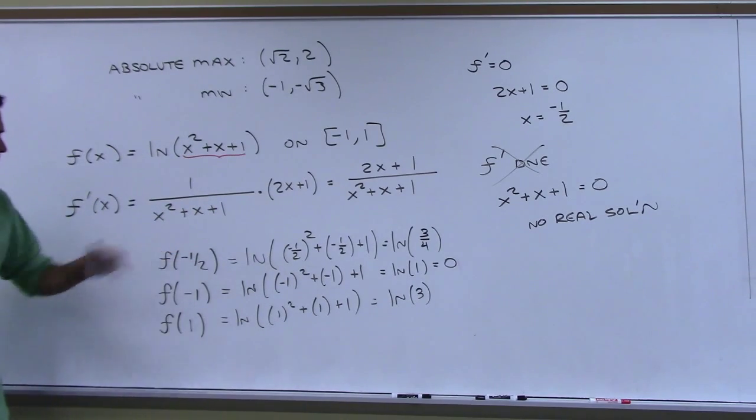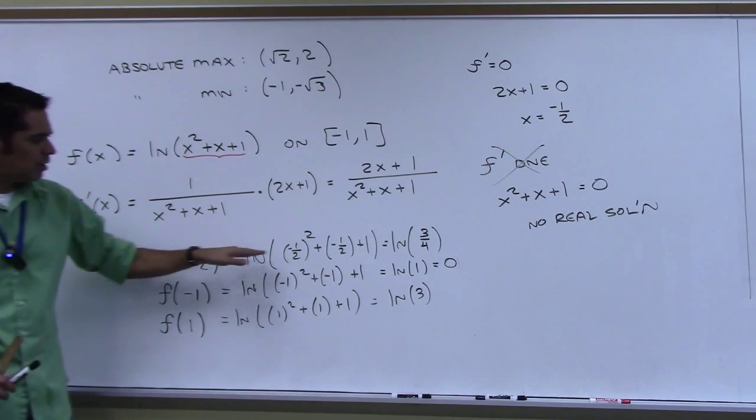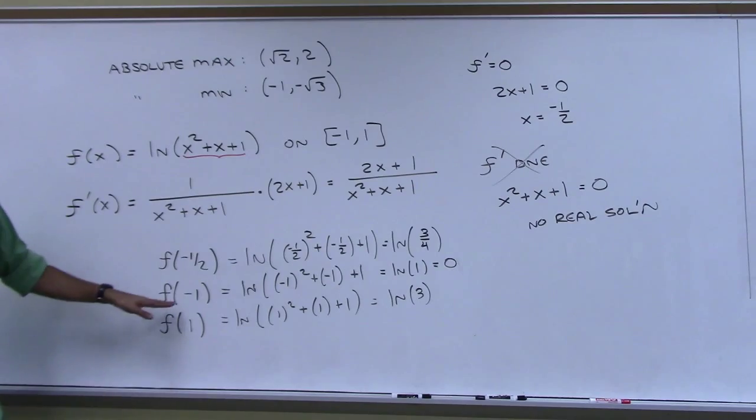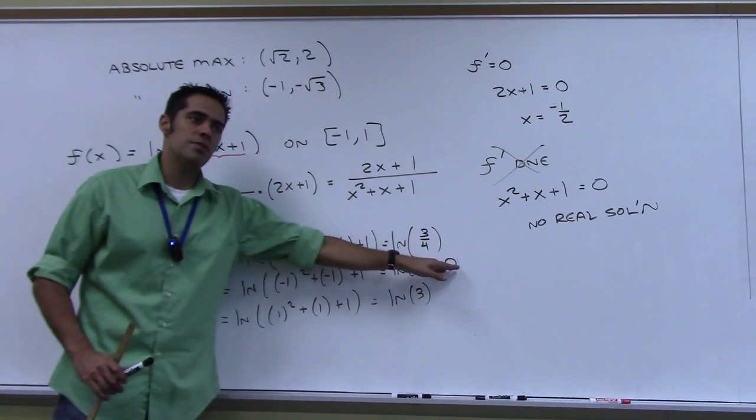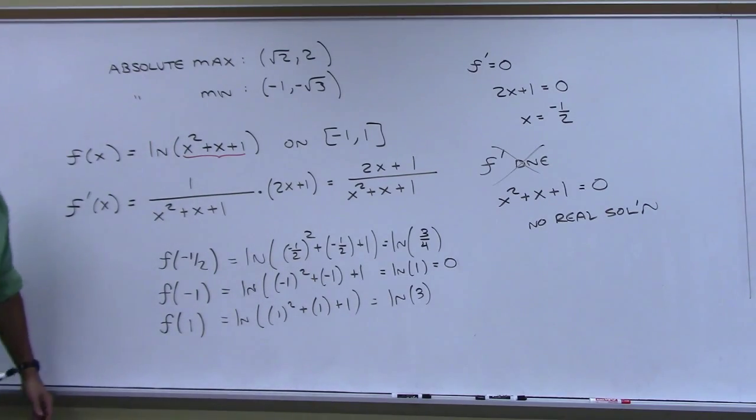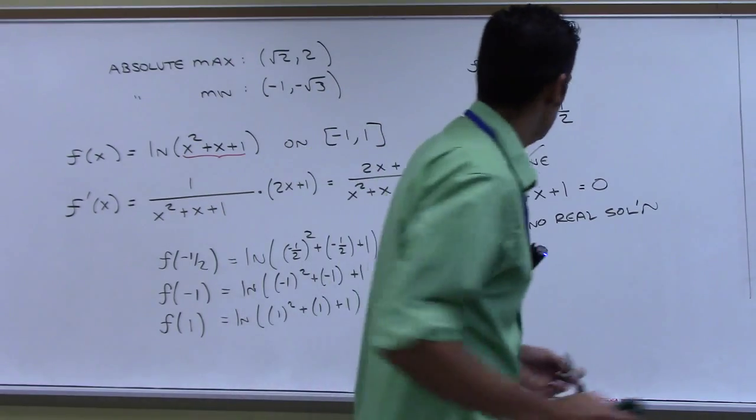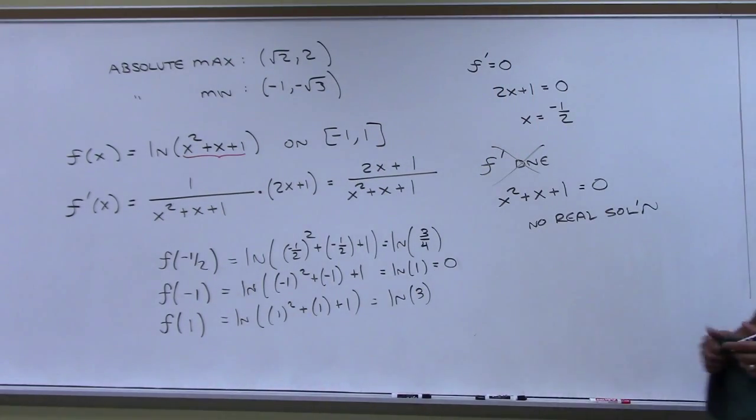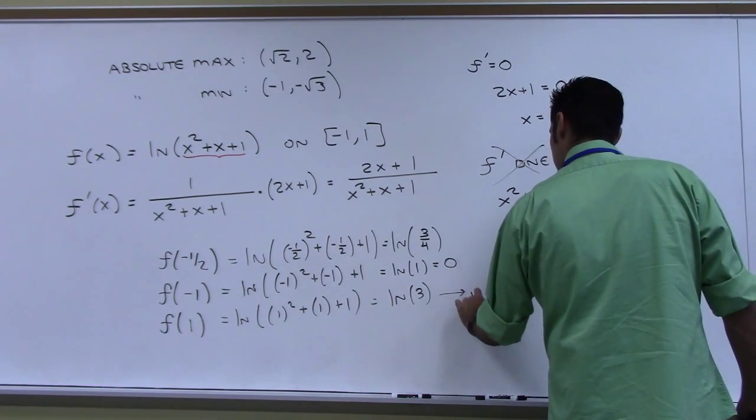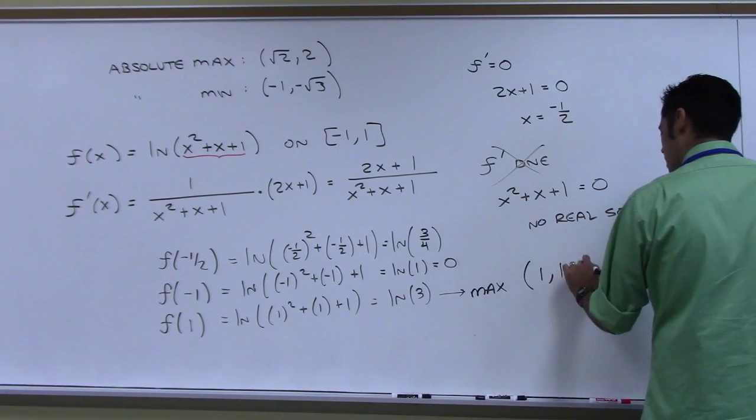When you plug them in, you've got to be careful. Plugging in negative 1/2 here, do all your little work, and you should get natural log of 3/4. Then if you plug in negative 1, you should get natural log of 1, which is 0. And if you plug in 1, you should get natural log of 3. So which of those is the biggest number? Natural log 3 is your max. It's going to come from the point 1, natural log of 3.